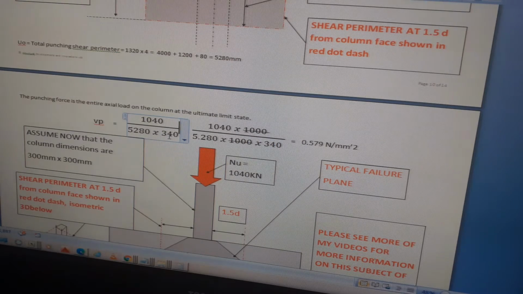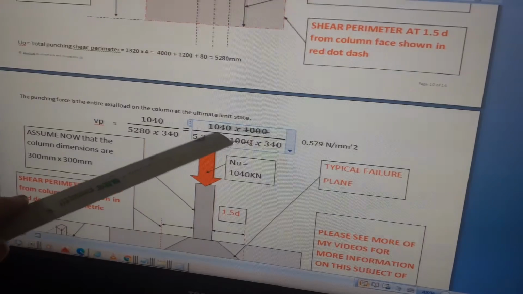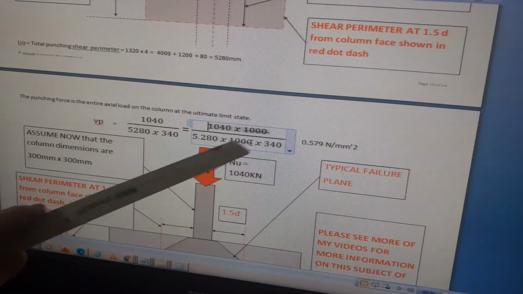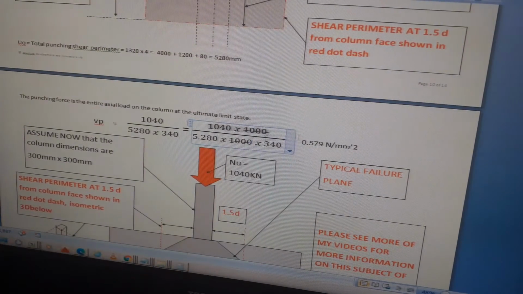Effective depth is 340. So therefore VP, the punch and shear stress, is 1040. Oh, that's kilonewtons, by the way, so it's times 1000. So cancel out the two 1000s, so 1040 divided by 5280 times 340, and that gives you 0.579 newtons per millimeter squared. So that's really quite easy.